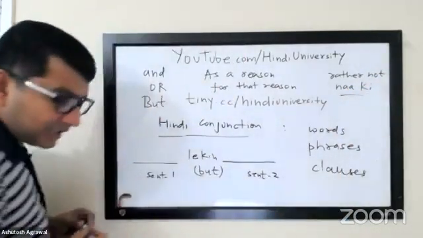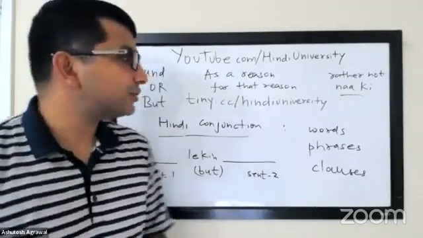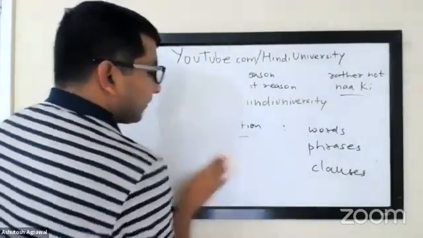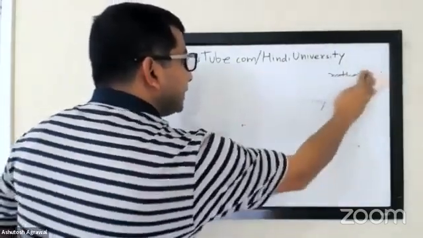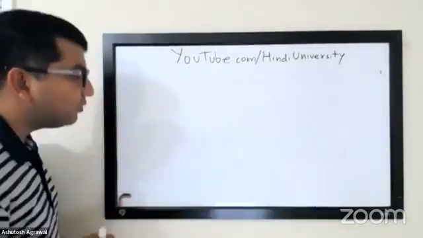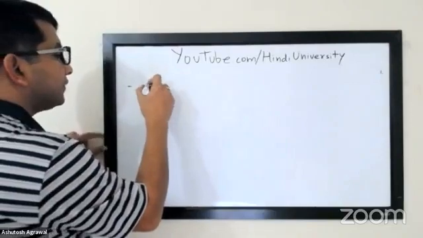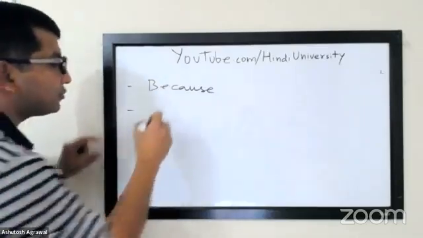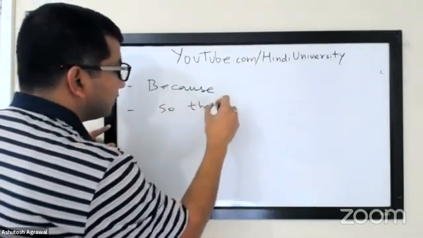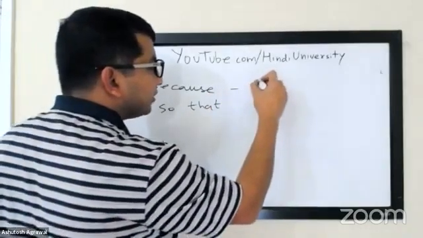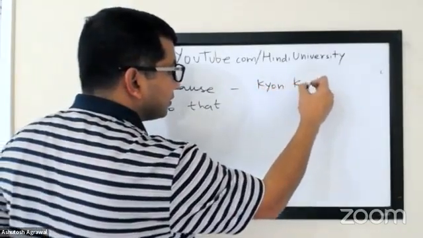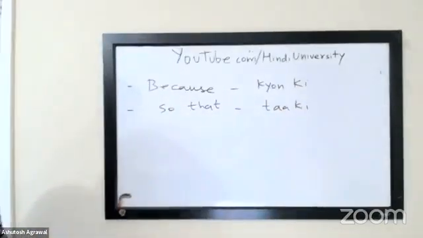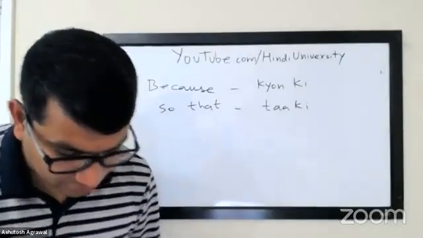My goal for this class is to cover two new Hindi conjunctions. I'm going to erase this and write them down. Both are very important and used pretty frequently by Hindi speakers. The first one is 'because', and the second one is 'so that'. In Hindi, you say 'kyonki' and the second one is 'taki'. Feel free to write it down: kyonki and taki.